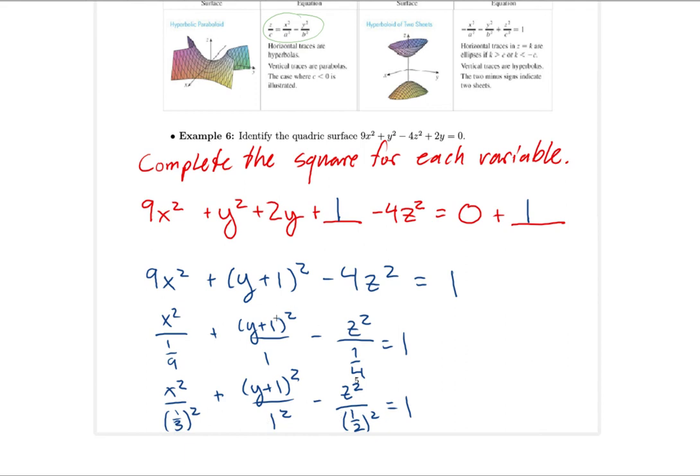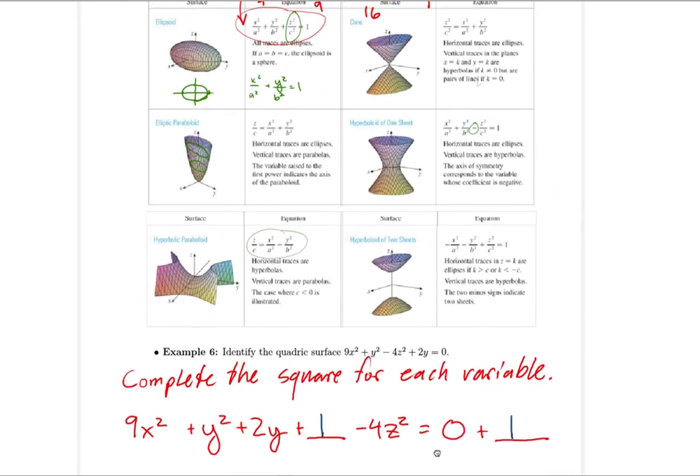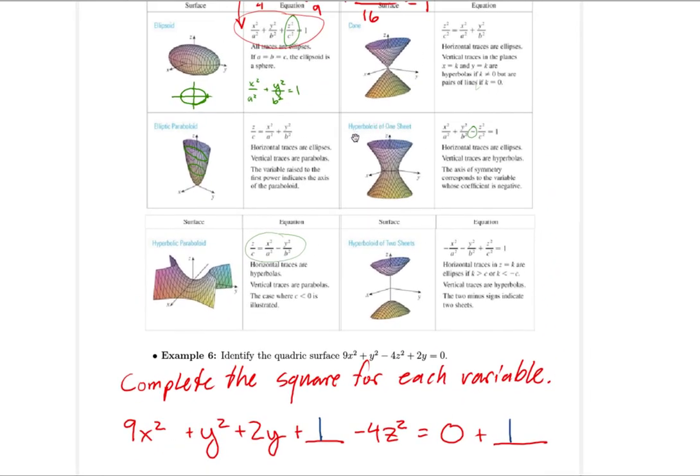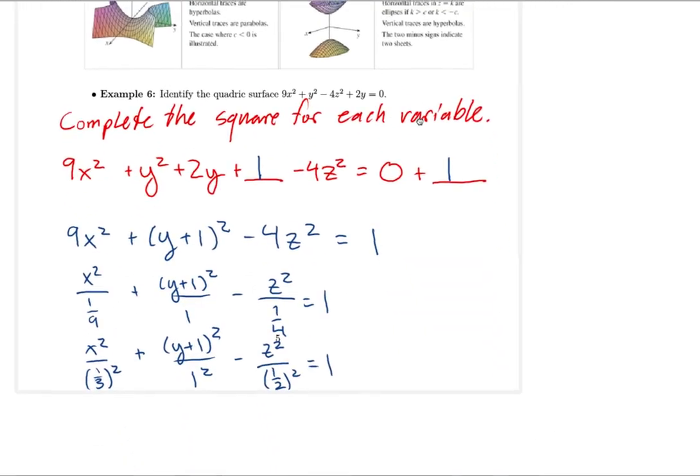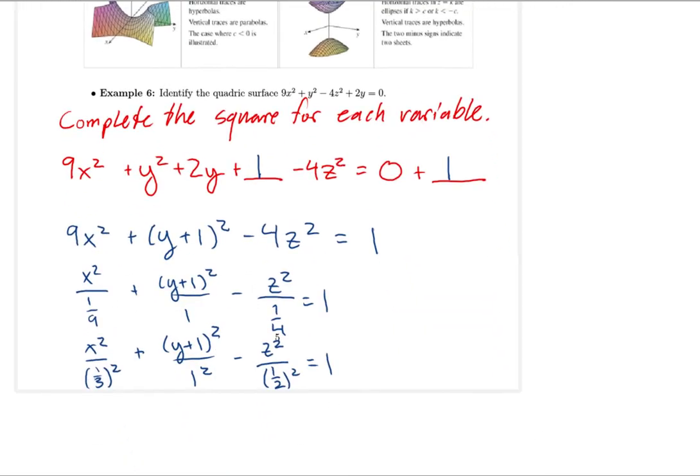Okay, so we look at that and we say, okay, well, which one of those is it? I look up here, and it looks like that is the hyperboloid of one sheet, because that's where we have two pluses and a minus, where all of them are squared, and then it's equal to 1. So we can identify this as a hyperboloid of one sheet.